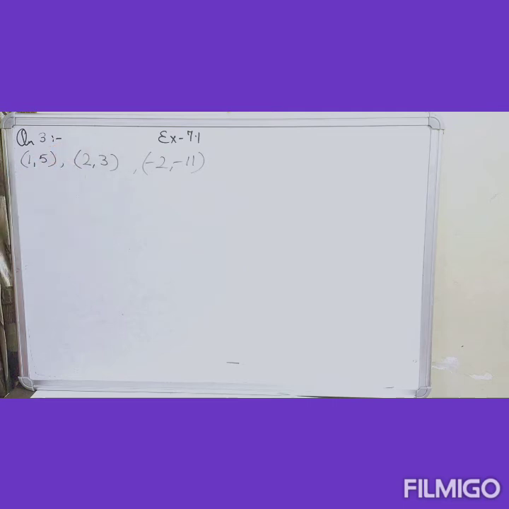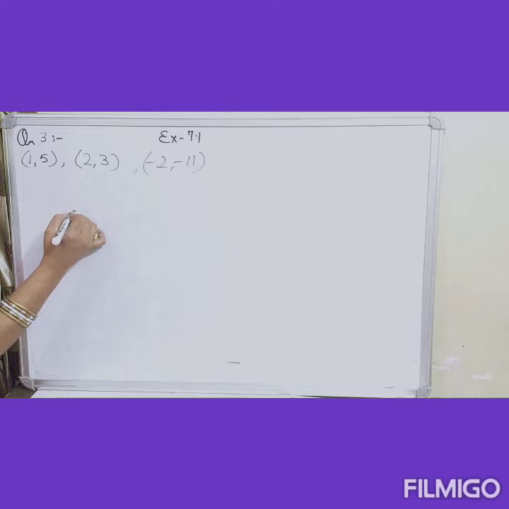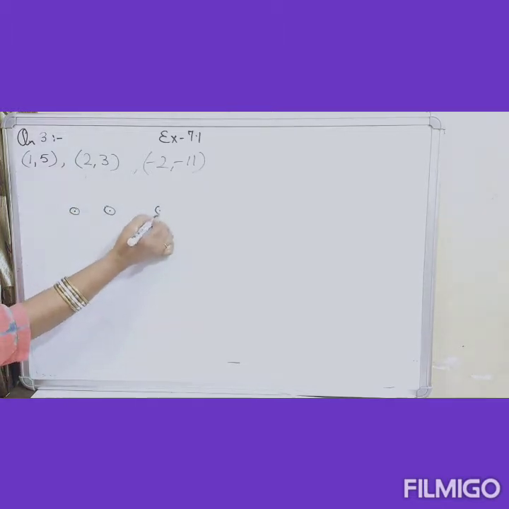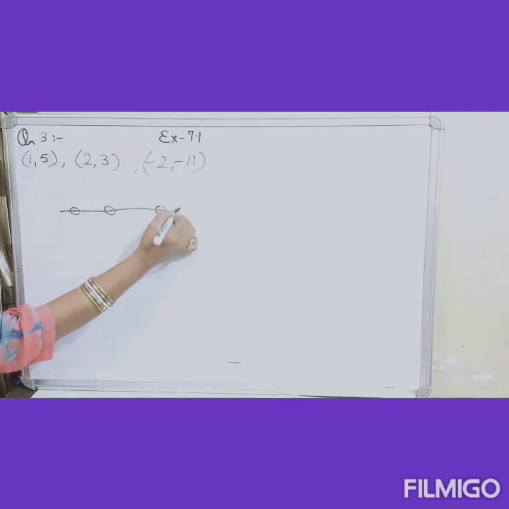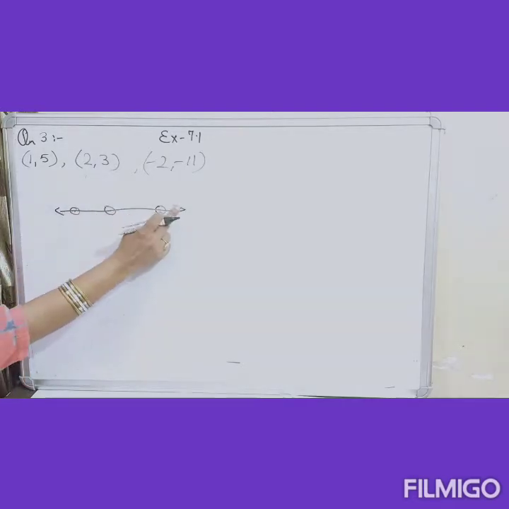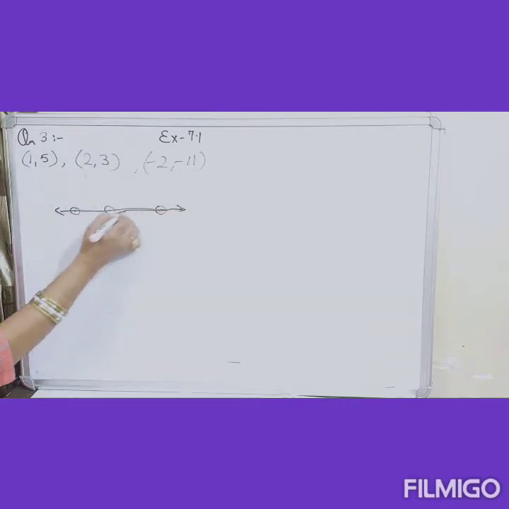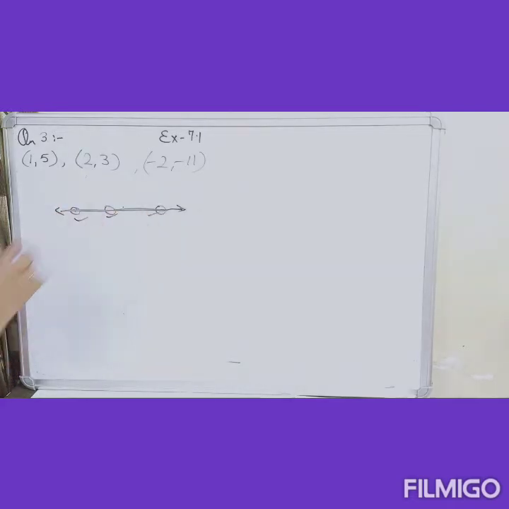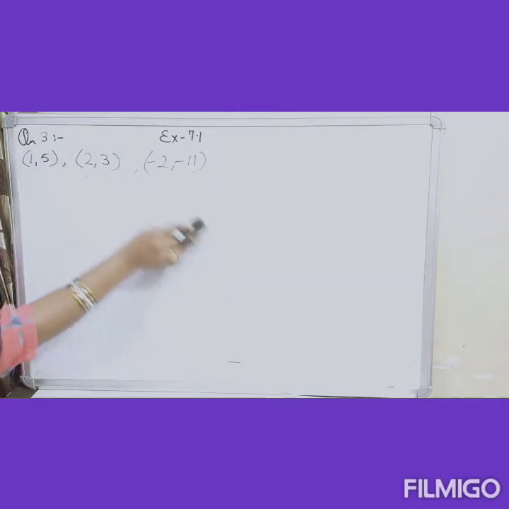Question 3 from exercise 7.1. First of all, what is in the question? We have to show that these 3 points are collinear points. Let me make clear to you that if the 3 points are collinear, that means all 3 points should be in a straight line. If they are in a straight line, these 3 points are collinear, and if they do not form a straight line, they are not collinear, that is, non-collinear.